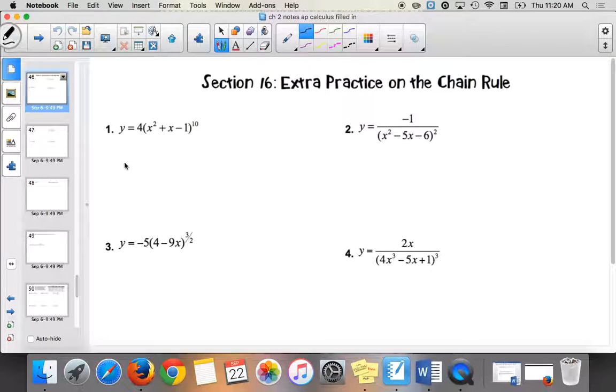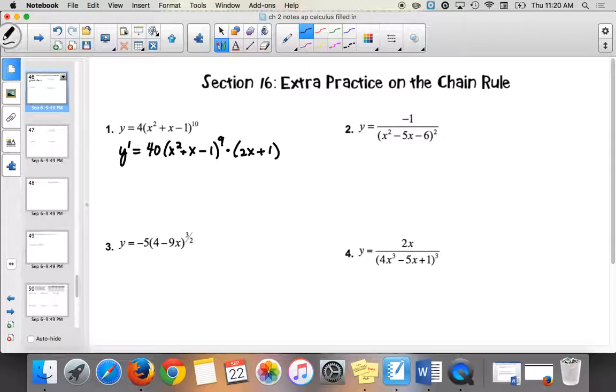So the first one, did you guys get y prime equals, you can do the 4 times 10 and have 40, and then x squared plus x minus 1 to the 9, and then we multiply by the derivative of what's inside, and the derivative of what's inside is 2x plus 1. Did you guys get that? If you want to simplify it a little bit, you could multiply the 40 and the 2x plus 1, but I would never FOIL out that junk raised to the 9th power. That would take you a very long time, so don't do that, okay?